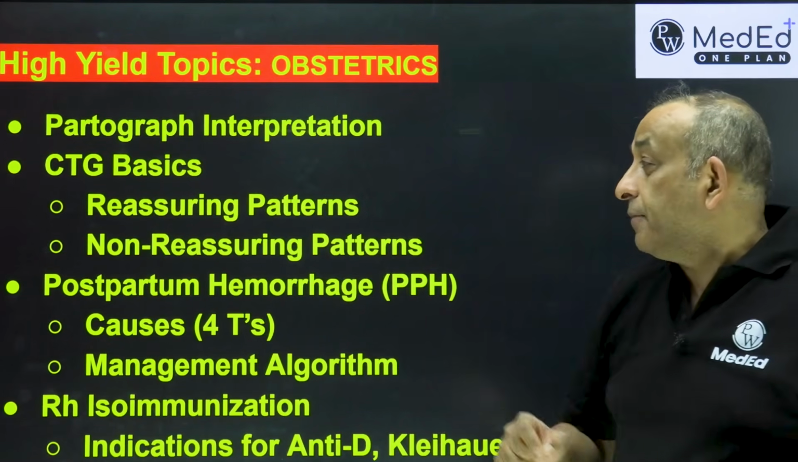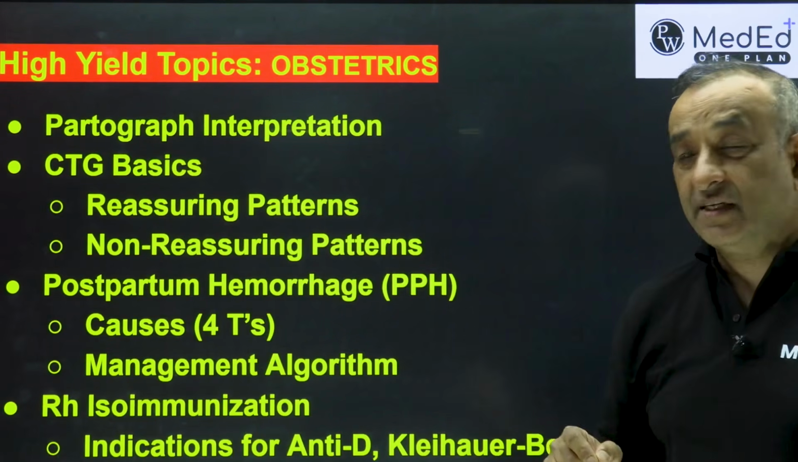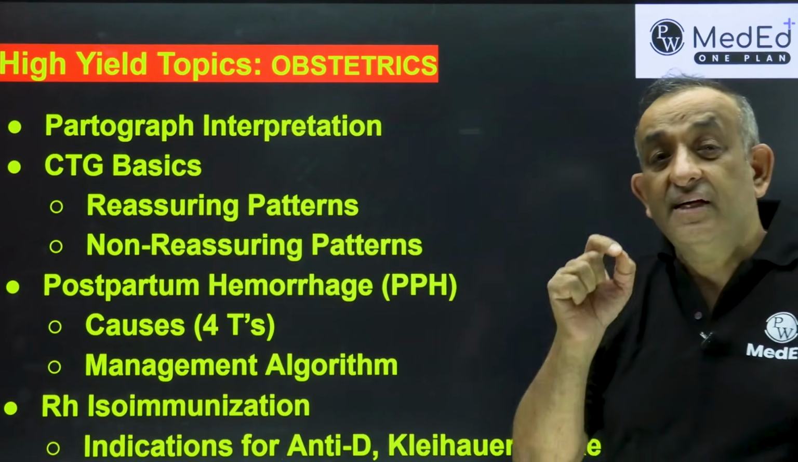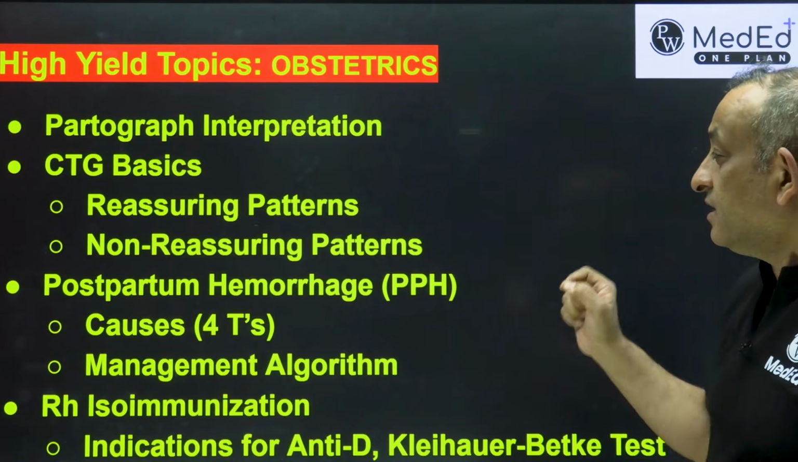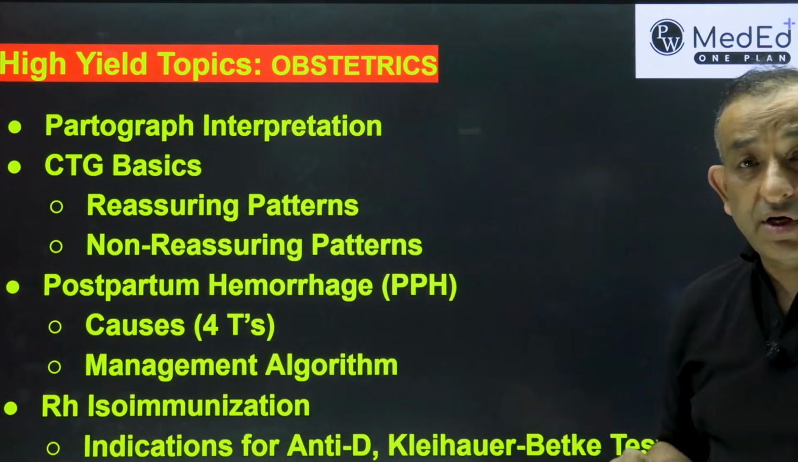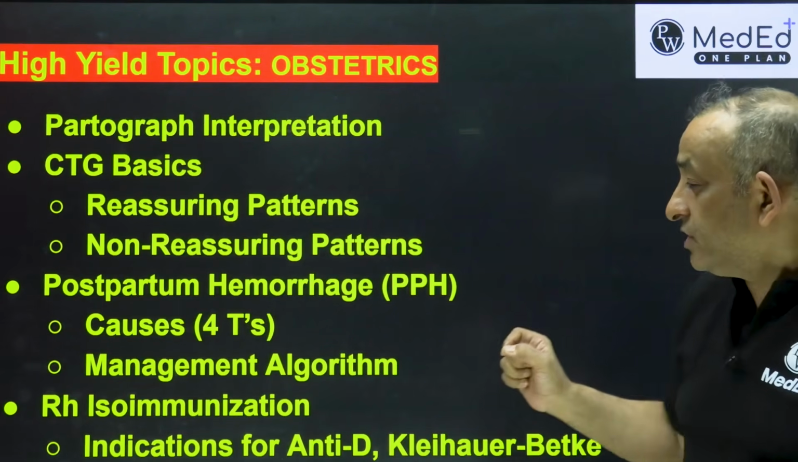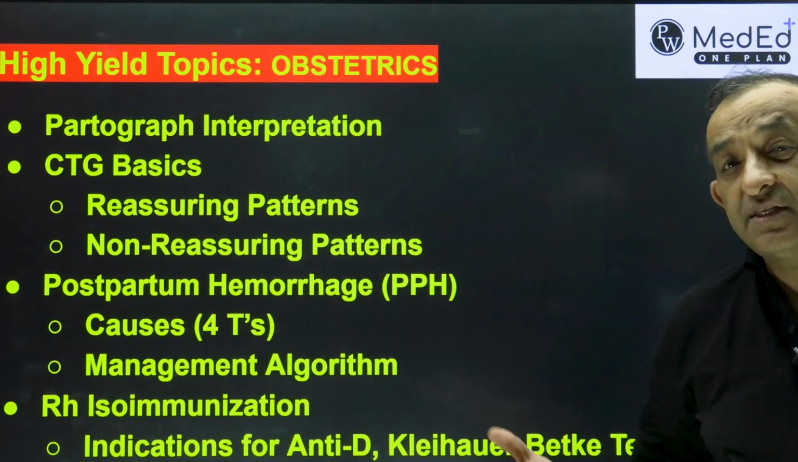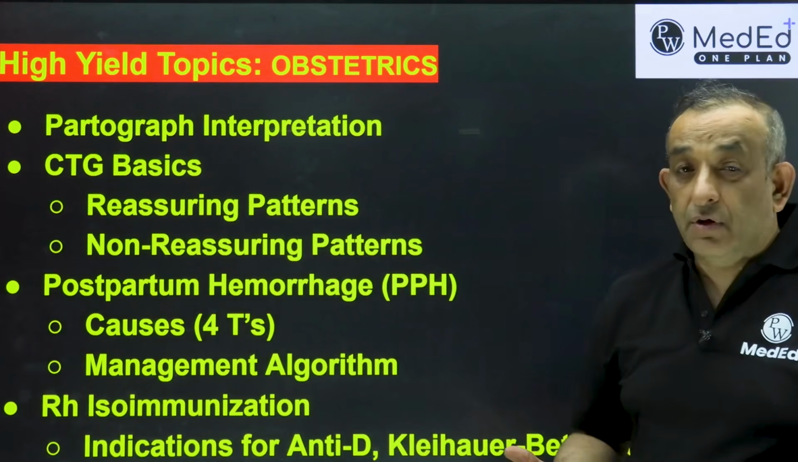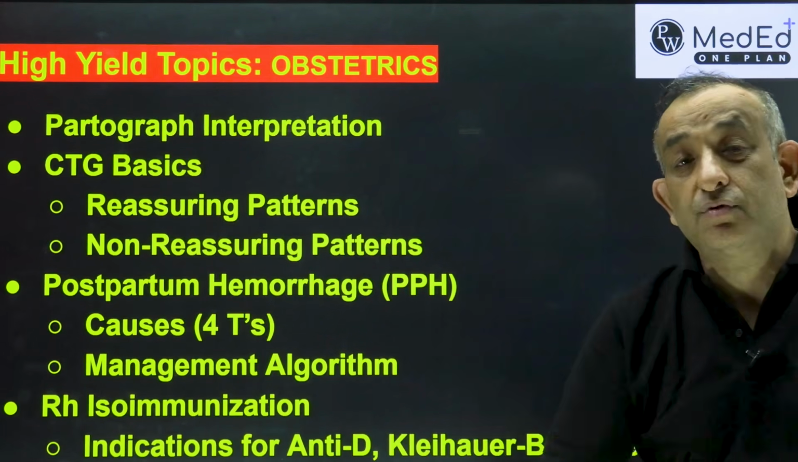To revise the partogram and do the CTG basics, cardiotocography is that intrapartum fetal surveillance test, which is the most important test. And in that, what are the reassuring patterns and the not reassuring patterns? Postpartum hemorrhage, you should know the 4 T's, the tone, trauma, thrombin and tissues, which we keep discussing in our app, management algorithm, and please remember you have to do uterine massage.